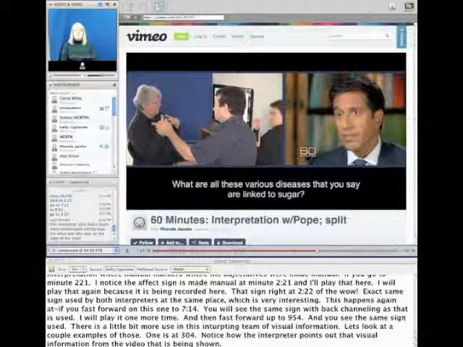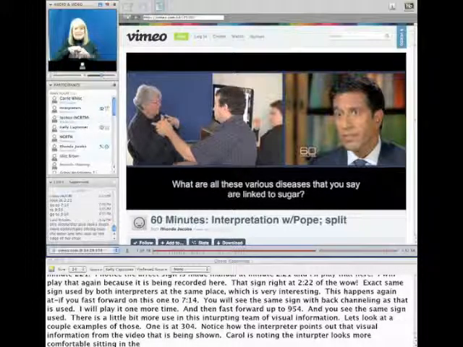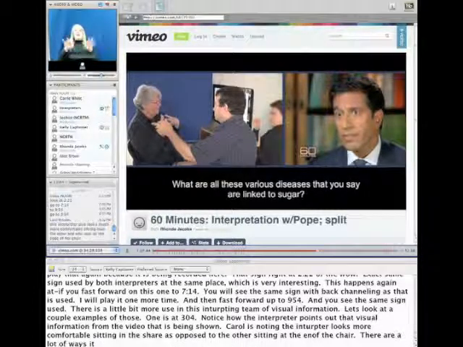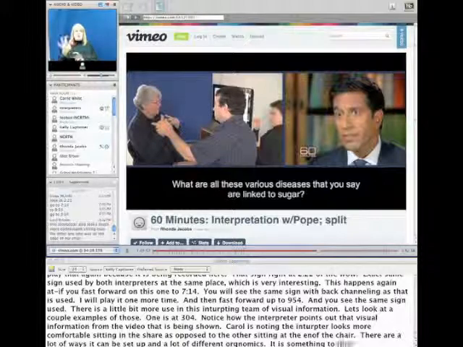And Carol's noting this interpreter looks much more comfortable sitting in her chair than the other one sitting at the edge of the chair. Yeah, there's a lot of different ways that can be set up, and it's a whole other category of ergonomics, but definitely something to work on and to notice. So I'm going to play 3:04 again and look at how the interpreter sets up that she's now going to be including visual information.